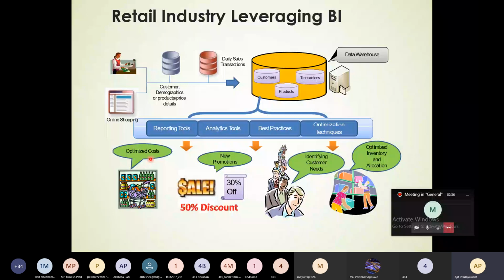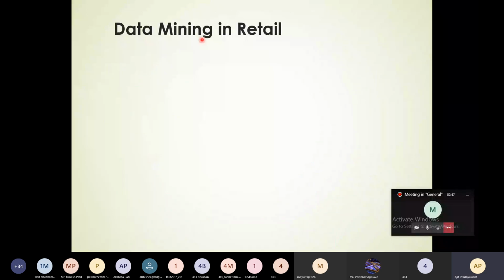So it is just for your information. It's a big topic, but you should understand data mining.